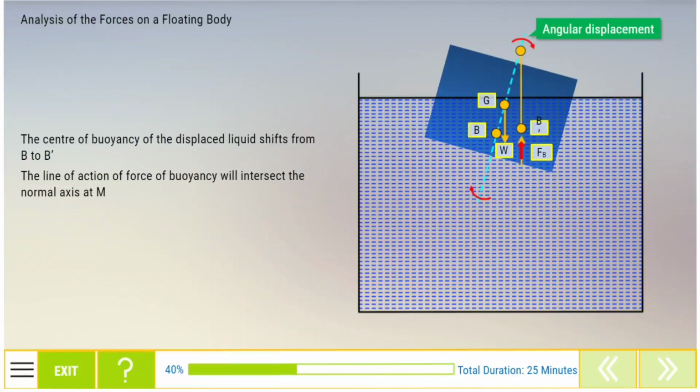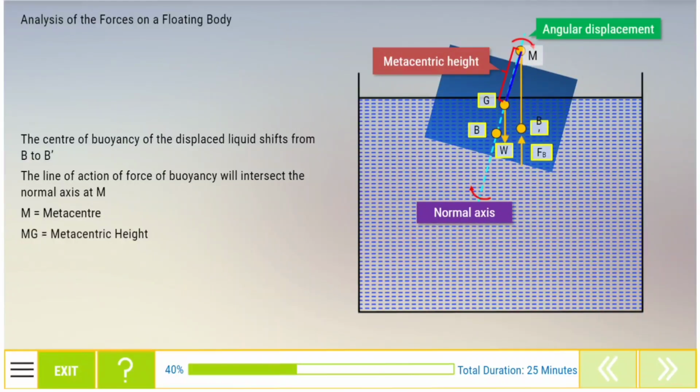The line of action of the force of buoyancy in this new position will intersect the normal axis of the body at some point, say M. This point M is called the metacenter and the length MG is called the metacentric height.